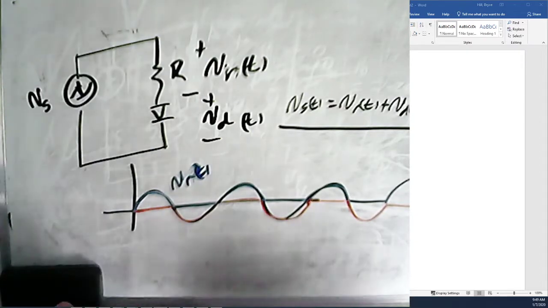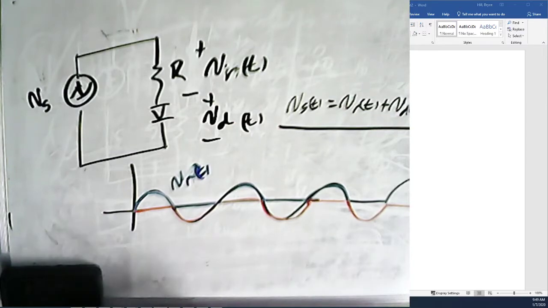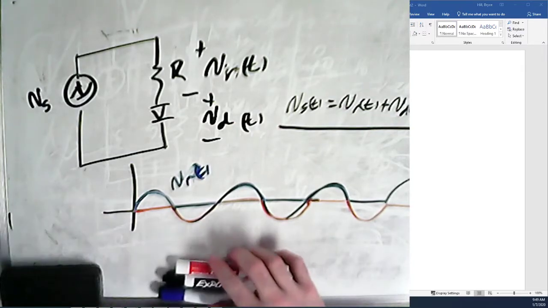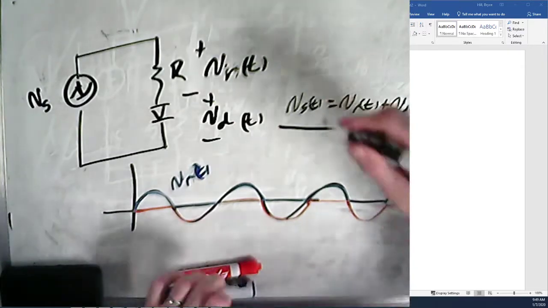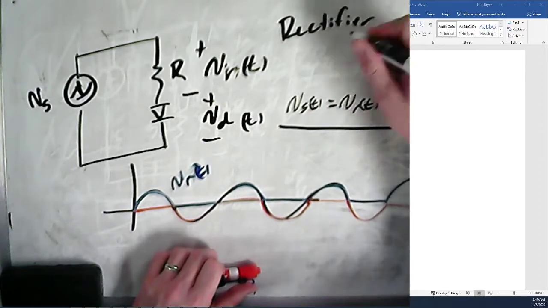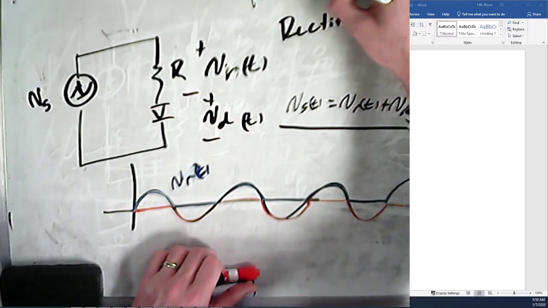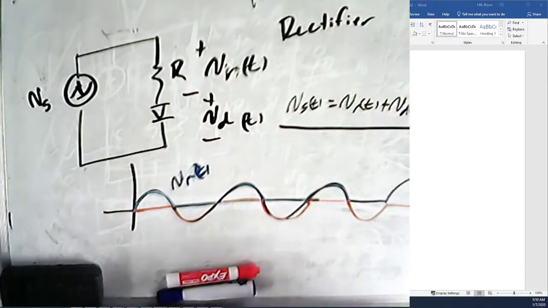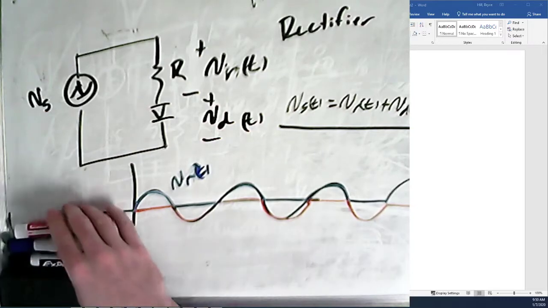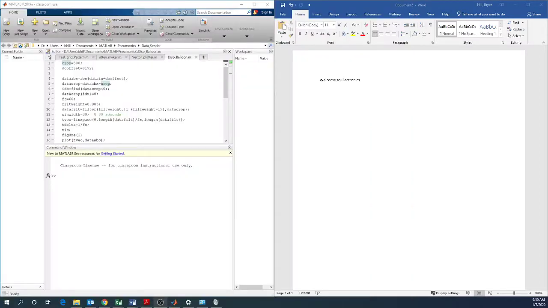Usually when we only look at the resistor, I'd call this our load resistor or something like this. And we call this a rectifier. And in this case, you'd call it a half wave rectifier. Beauty. So, having said that, let's go do it in MATLAB.